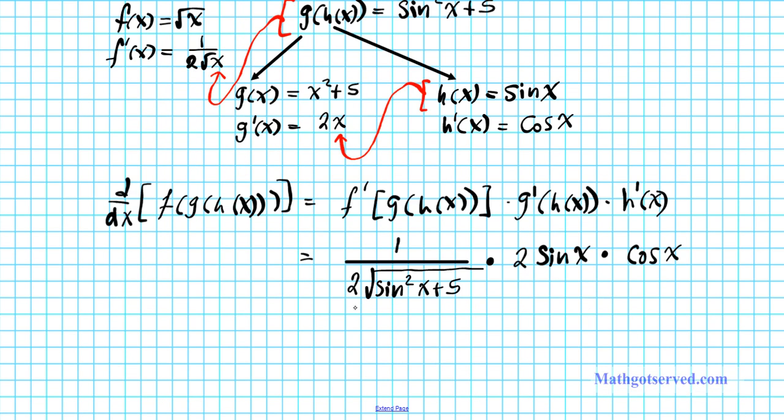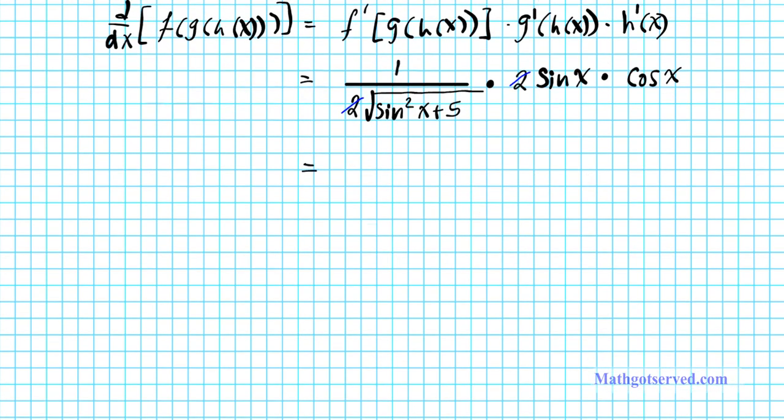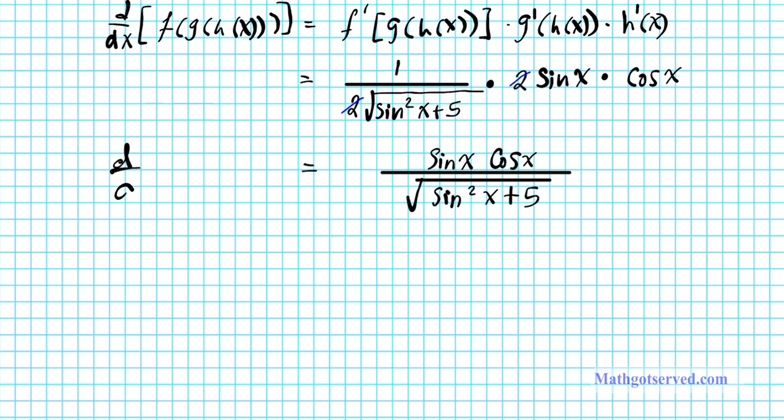Let's make it look pretty. Just notice that these 2 and that 2 divide out. And our final result will be sine x cosine x divided by the square root of sine square x plus 5. So that is d dx of the square root of sine square x plus 5. Okay, so that's that.